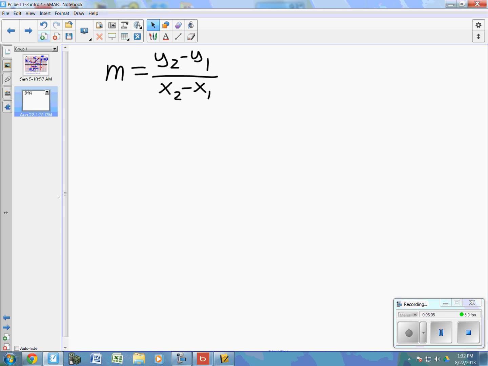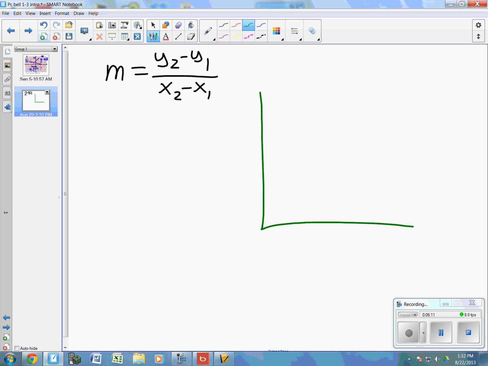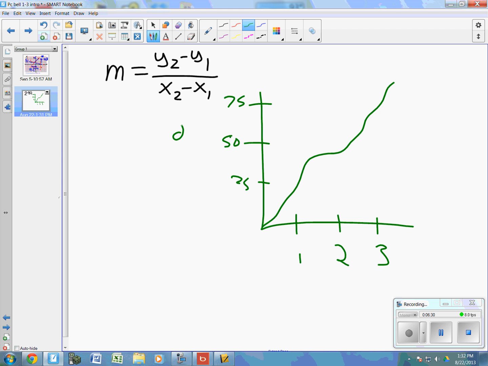Number 2 on the back? Okay, what was the question on number 2 on the back? We had something like this, right? And we had 1 hour, 2 hours, 3 hours, and then we had what? 25, 50, and 75. That was a distance in miles, right?